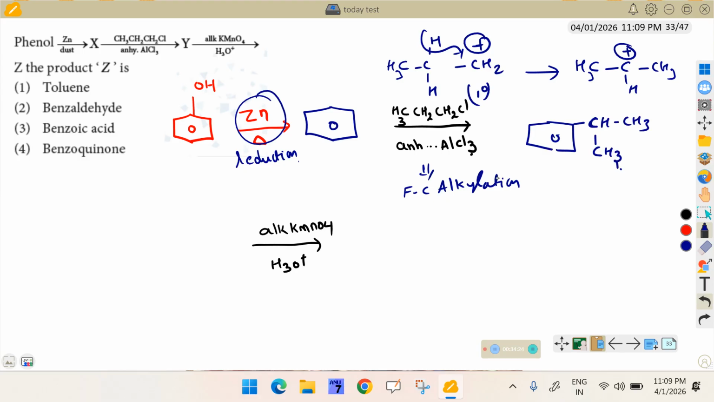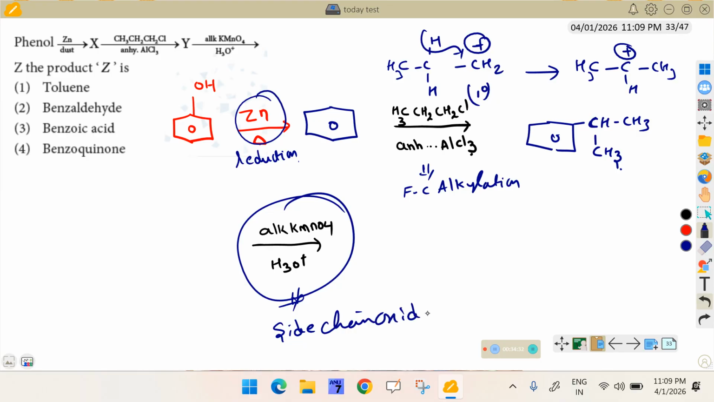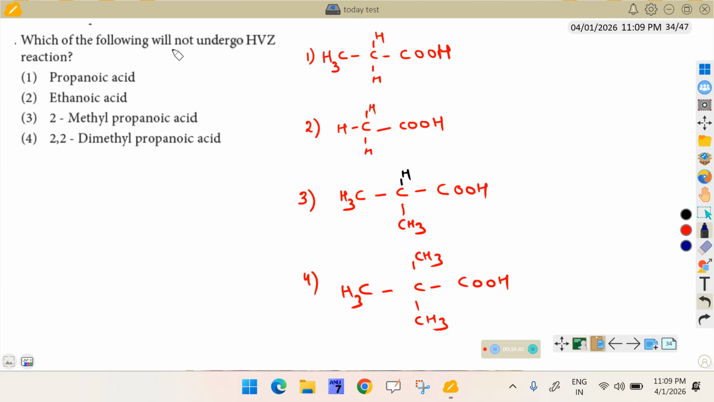Yes, alkaline KMnO4, H3O plus. Side chain oxidation irrespective of carbon chain length, then it gives benzoic acid. Third option correct. Which of the following will not undergo HVZ reaction?